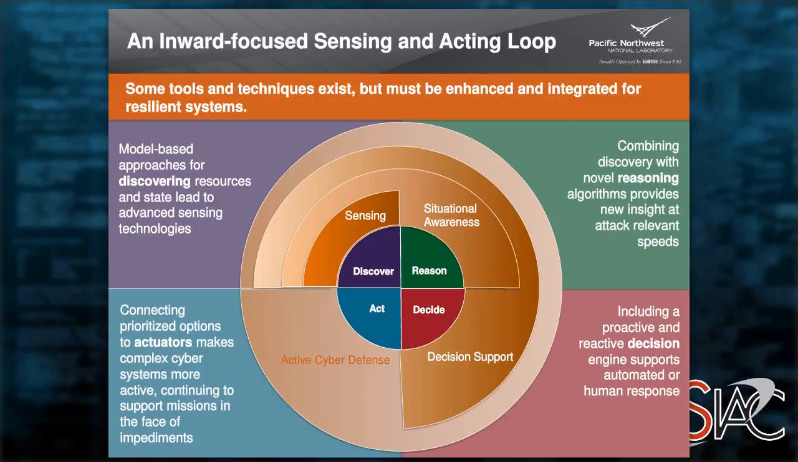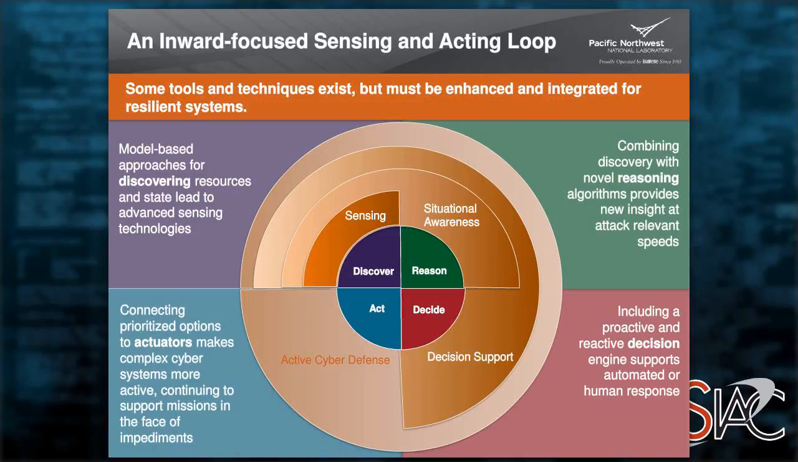So what are we doing? When we think about resilience, we are focusing on the loop in the center, the discover, reason, decide, act loop. It's kind of a relabeled OODA loop, observe, orient, decide, act. But the important detail here is that it's turned inward. So instead of observing a battle space and figuring out what's going on, we're discovering the state of our own cyber system. And then we're going to reason over that to try to understand what it means about our state.